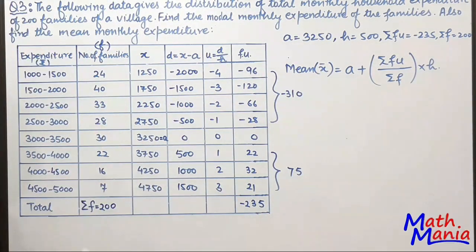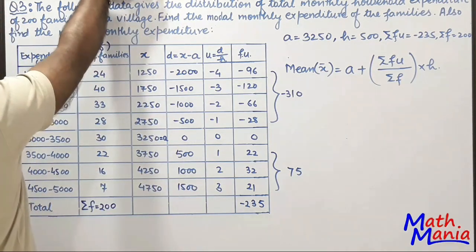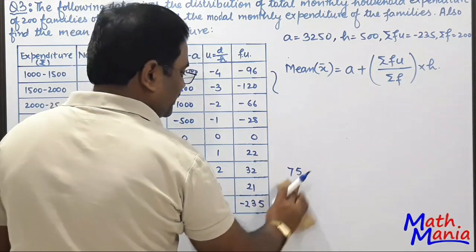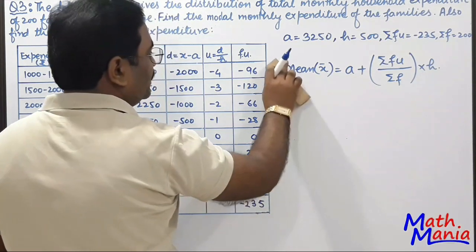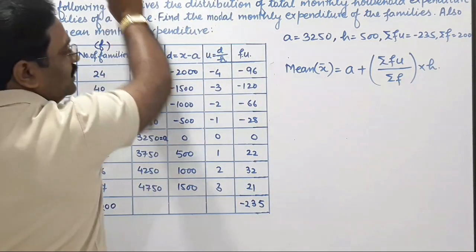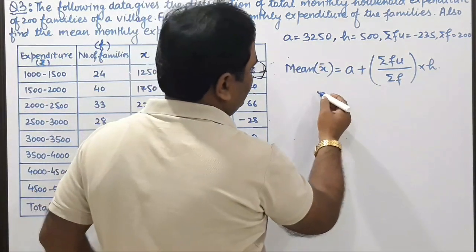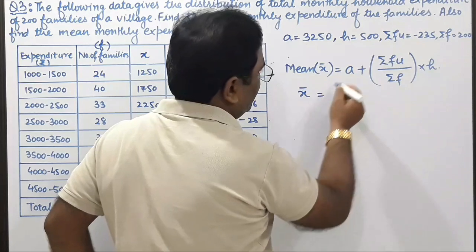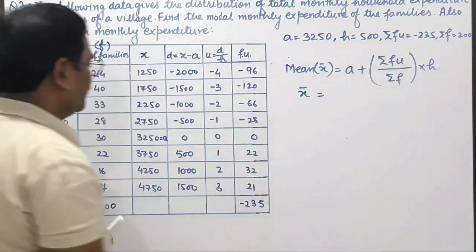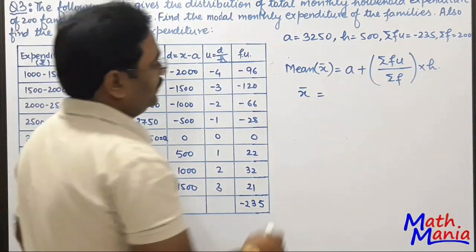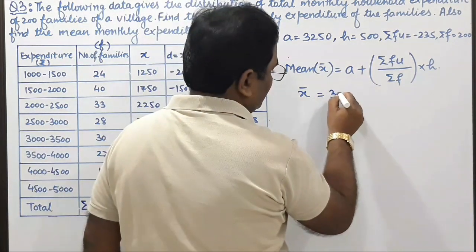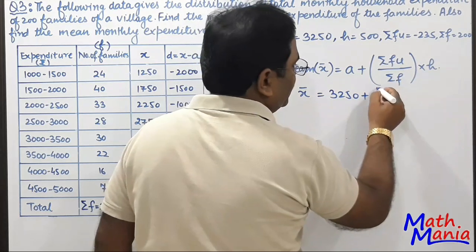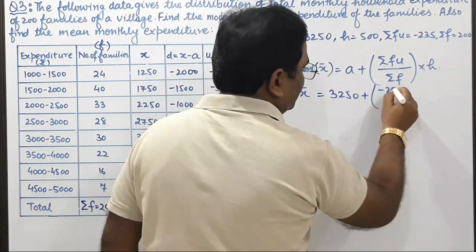So let us substitute to find the value of the mean. First of all, let's find the mean expenditure. In this formula, substitute all the values. So x bar is equal to a, which we have taken as 3250, plus sigma f i u i, which is minus 235.